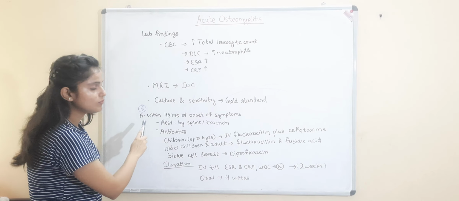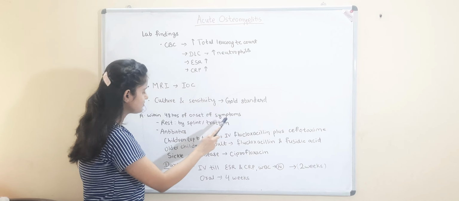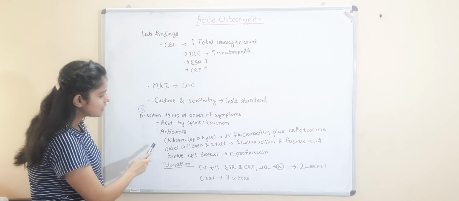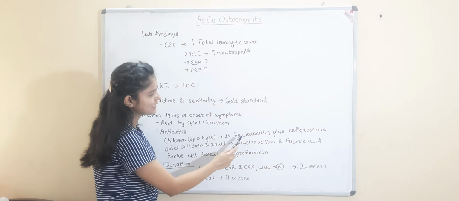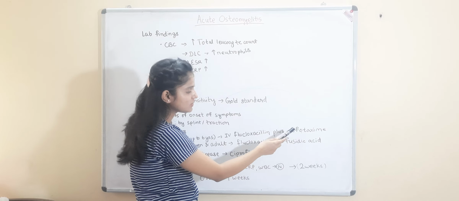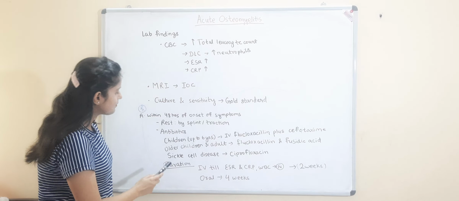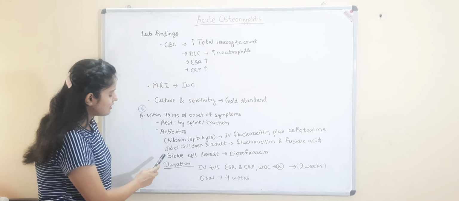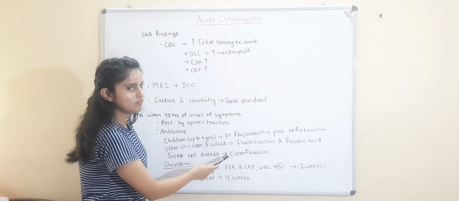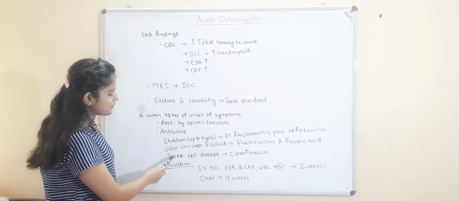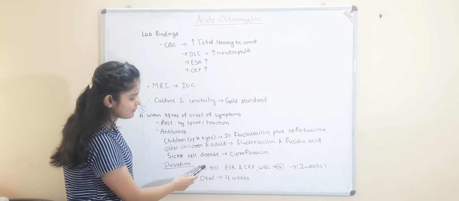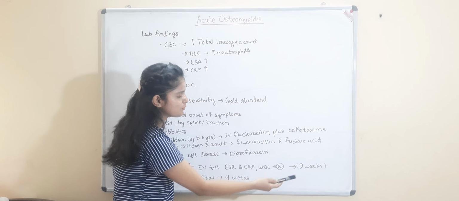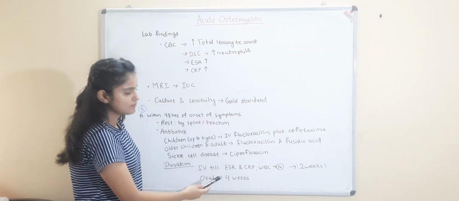For the treatment, within 48 hours of onset of symptoms, rest is given by splint and traction, and antibiotics are given. For children up to 6 years of age, IV flucloxacillin plus cefotaxime, which is a third generation cephalosporin, is given. For older children and adults, flucloxacillin and fusidic acid is given. If the child has sickle cell disease, then ciprofloxacin can be added. The duration of treatment: we give IV until ESR, CRP and WBC become normal, which is usually up to 2 weeks, and then oral antibiotics for 4 weeks.